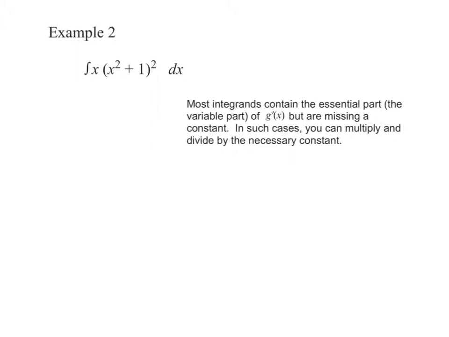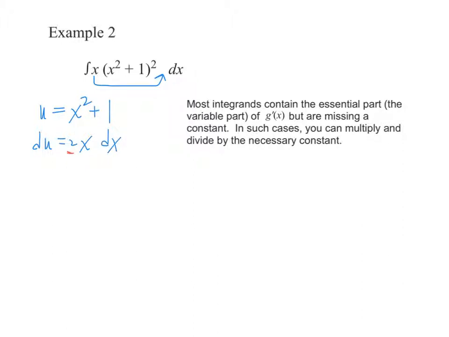Here's another problem, very similar, but just a slight difference. Whenever we set this up for u and du, u is x squared plus 1, du is supposed to be 2x dx. But you'll notice we don't have a 2x dx at the back of the problem to go ahead and scratch out. There is an x, but it's in the wrong place. Now I can move that, so that's not a problem, but I'm missing the 2. Most integrands are going to have that variable part, but they're going to be missing the constant. When that happens, we're going to have to put it in there.